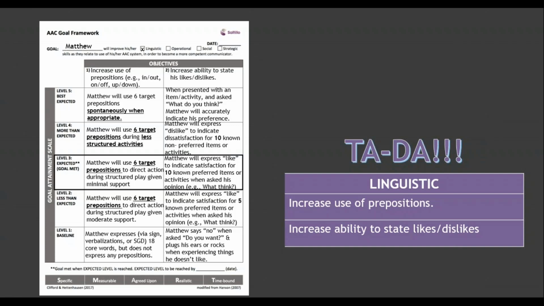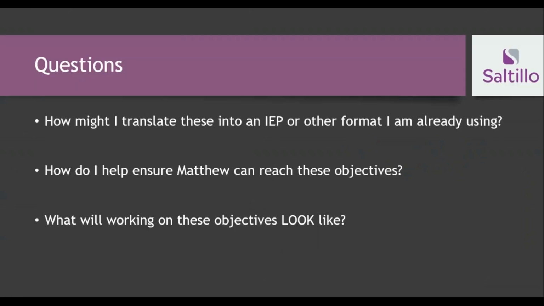And when we're finished, we now would have a plan to help Matthew start to state his opinion related to likes and dislikes of items and activities. So a few questions here. You might want to think about, how could I translate these goals into an IEP or to the format that I'm currently using in my clinic or whatever setting I'm working within? Also thinking about, how do I help ensure Matthew can reach these objectives? And what will working on these objectives actually look like in therapy?